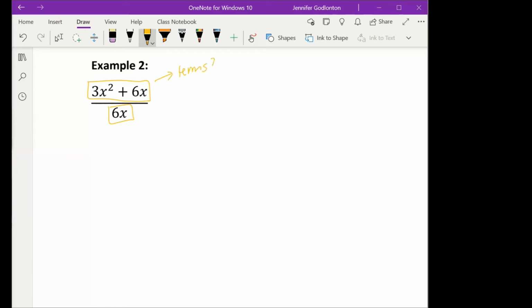How many terms are at the top? You have 2 terms at the top and 1 term at the bottom. Good. I've got 2 terms at the top and I have got 1 term at the bottom. Now we have this very, very important rule that we are not allowed to simplify over terms. So I can't simplify things like that. I can't say, oh, well, 3 is going to go into 6 2 times and that x is going to cancel with that. I'm not allowed to do that if I've got a plus or a minus sign in the middle. I'm not allowed to simplify over terms.